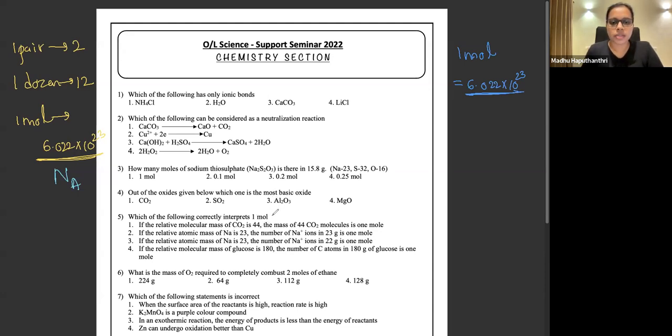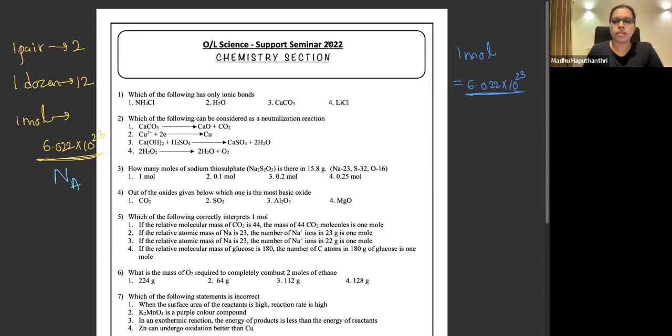Avogadro number interpretation, right? Then we'll take 1 by 1. If the relative molecular mass of CO2 is 44, so again understand, since I am referring to relative molecular mass, this is unitless. Relative, so unitless. The mass of 44 CO2 molecules is 1 mole. What do you think? That statement is wrong, right?